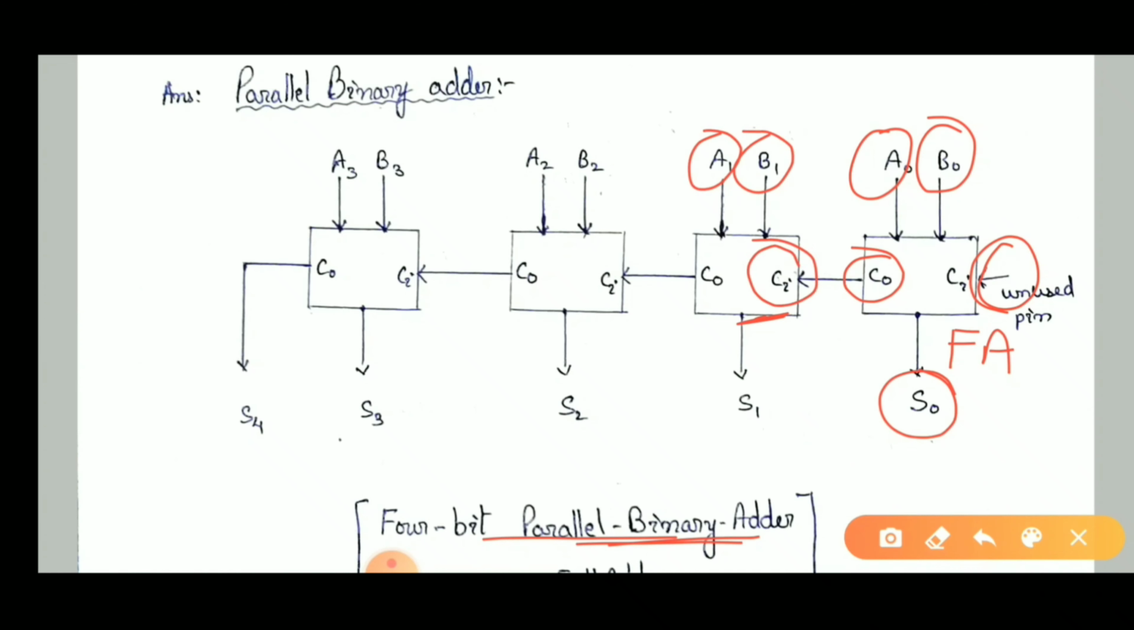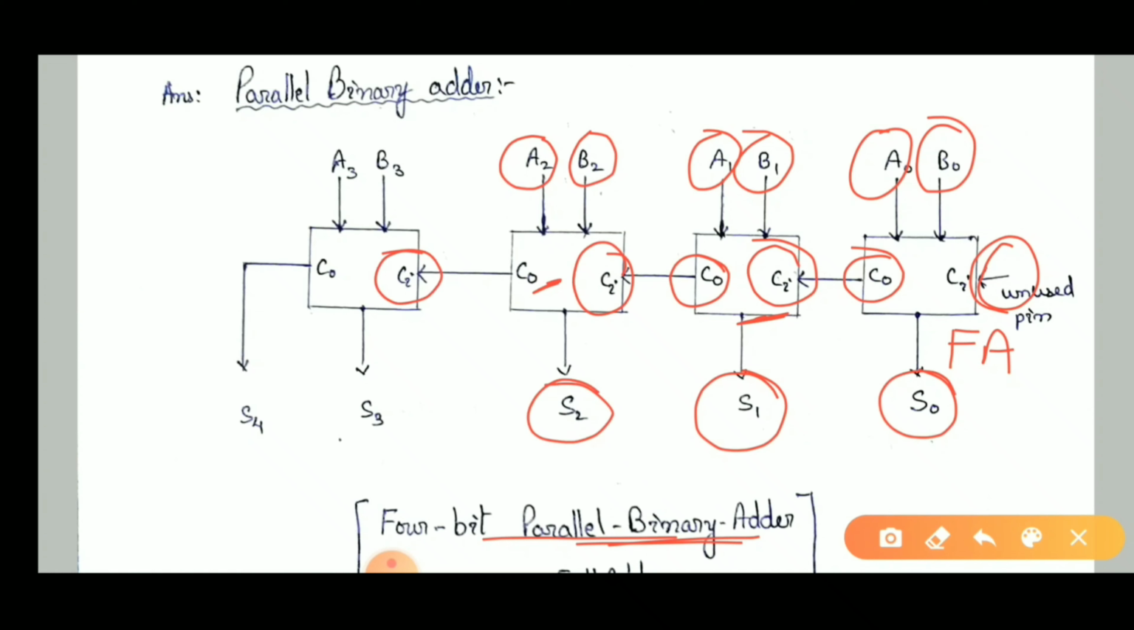Ci and the outputs are S1 and C0. For this full adder, A2, B2 and Ci are the three inputs and S2, Ci are the outputs. Again, for this last full adder, A3, B3, Ci are the three inputs and the outputs are S3 and the other output is C0, which is treated as S4.